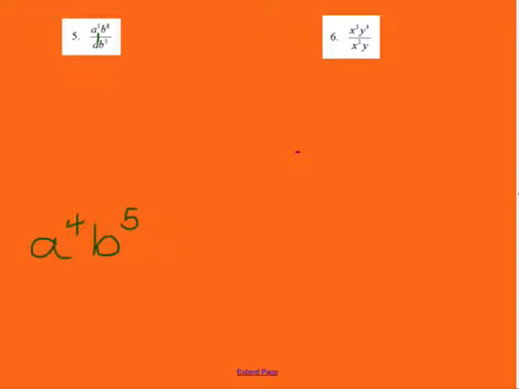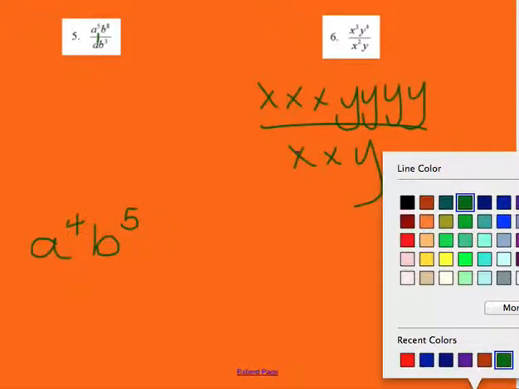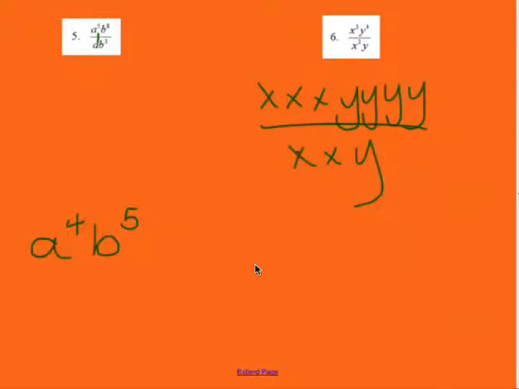Taking a look at number 6, I have 3 x's on top and 4 y's on top, and then I have 2 x's on the bottom and 1 y. Now I'm going to go ahead and cancel out my pairs. So those cancel, cancel, cancel. Then left on top, I have x, and then I have 1, 2, 3 y's. Since I have 3 y's, it's y to the 3rd. So that right there is my final answer.